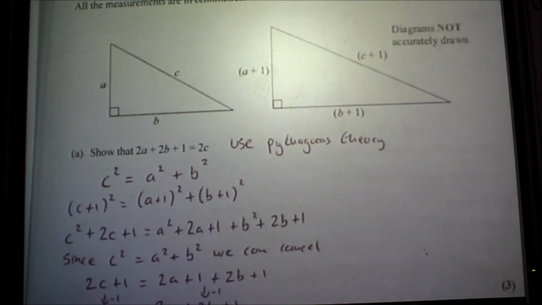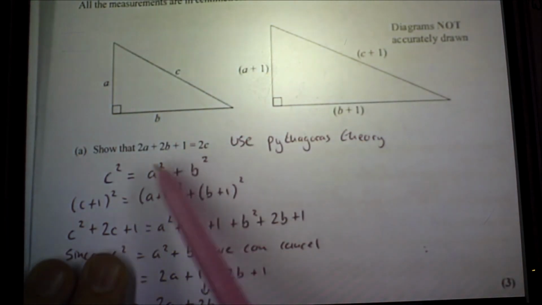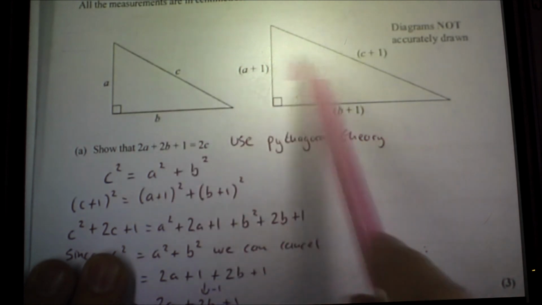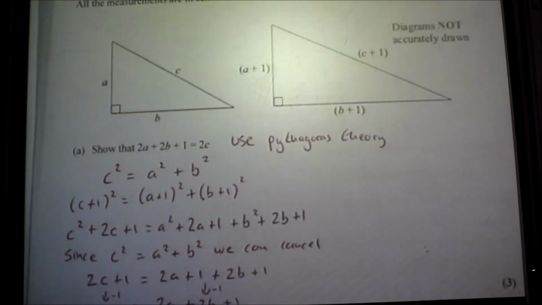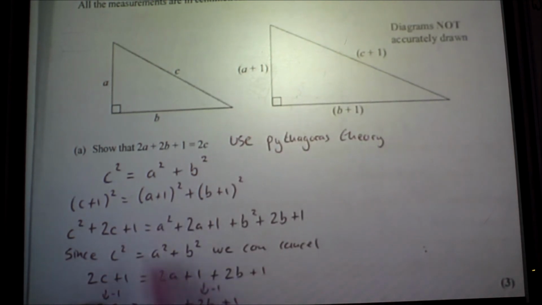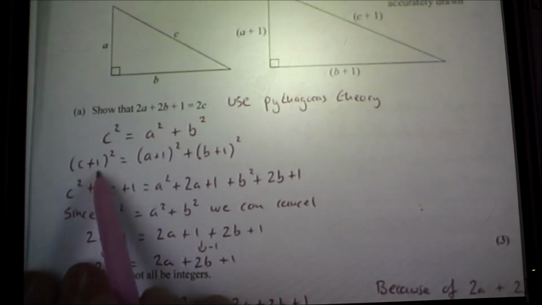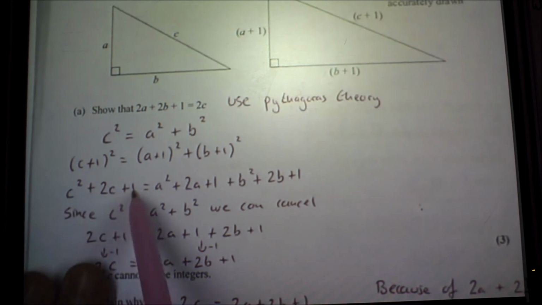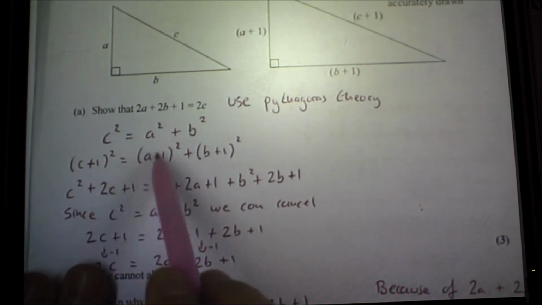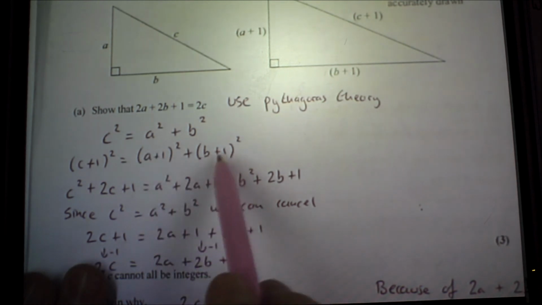Question 31. You've got two right-angled triangles here, all measurements are in centimetres. Show that 2a add 2b add 1 equals 2c. If you ever see a right-angled triangle with some algebra here, just put it into Pythagoras to see what happens. So c squared is a squared plus b squared. So we know that is over here. So c add 1 squared equals a add 1 squared add b add 1 squared. You've got to multiply a add 1 squared out. You can do that somewhere else. I've done it. So c add 1 squared is c squared add 2c add 1. That equals a squared add 2a add 1, which is that, add b add 1 squared, which is the end bit.